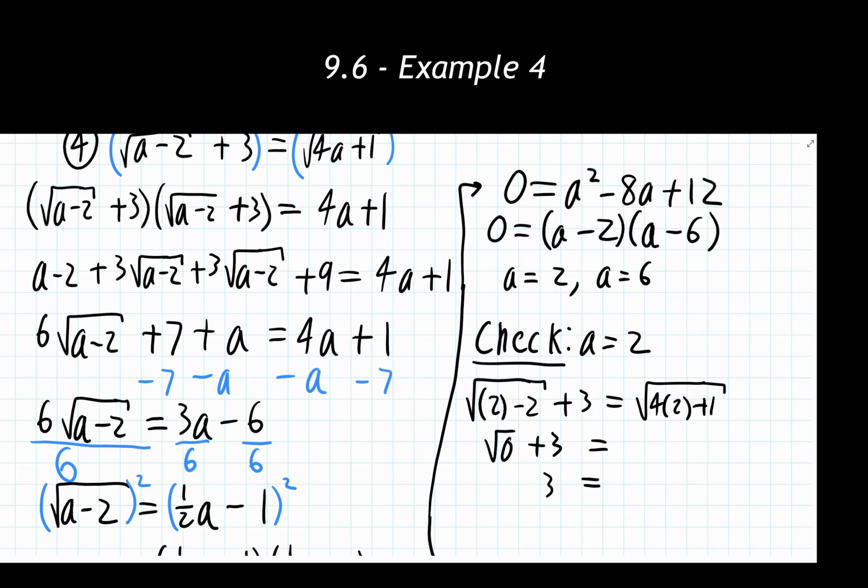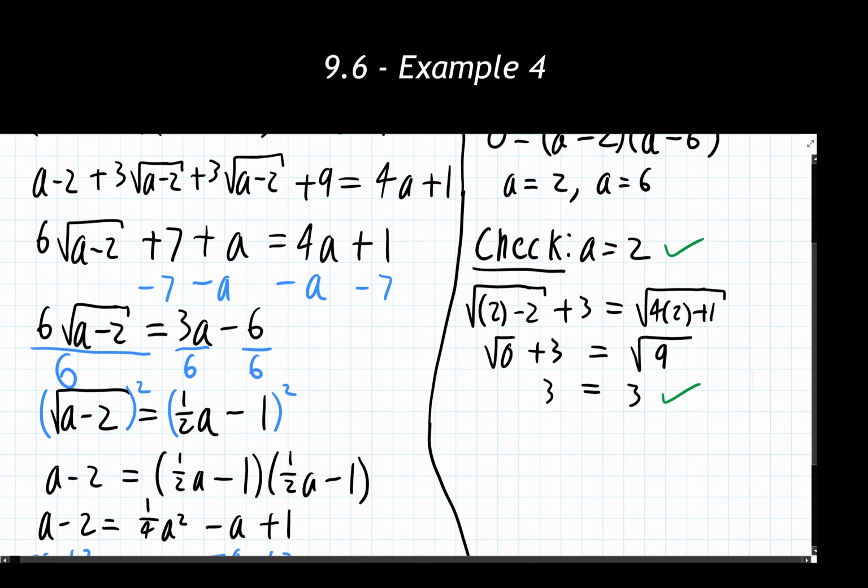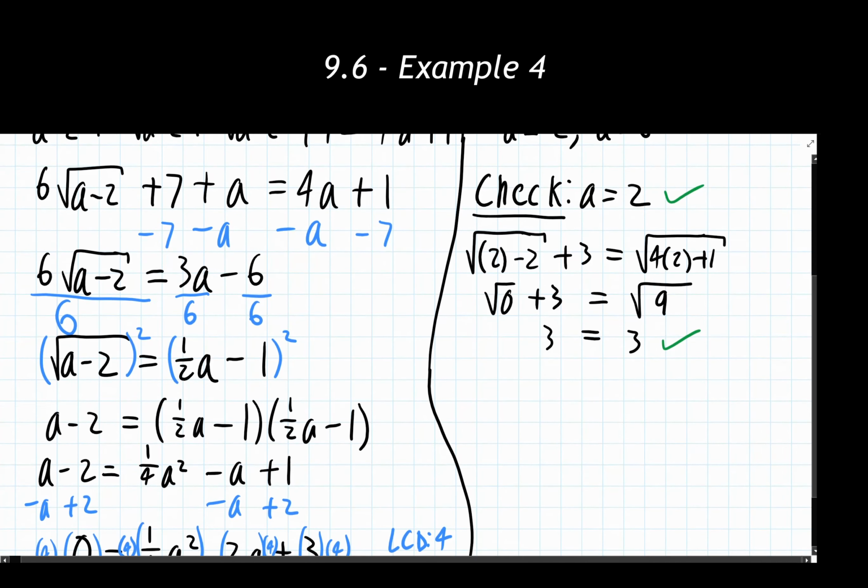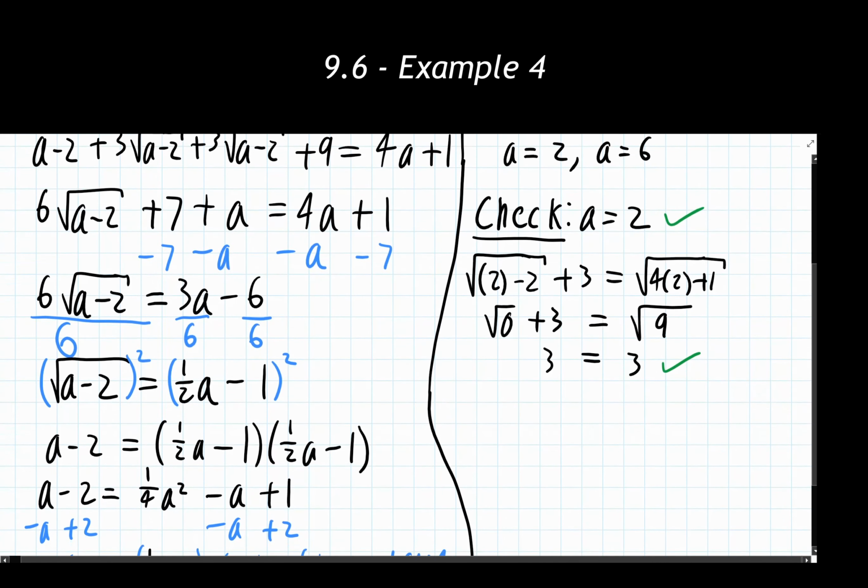Simplifying the right side down, I get the square root of 4 times 2, which is going to be 8. 8 plus 1 is 9. The positive square root of 9 is 3. So a equals 2 works. Awesome. Let's check our other number. We're checking if a is 6.